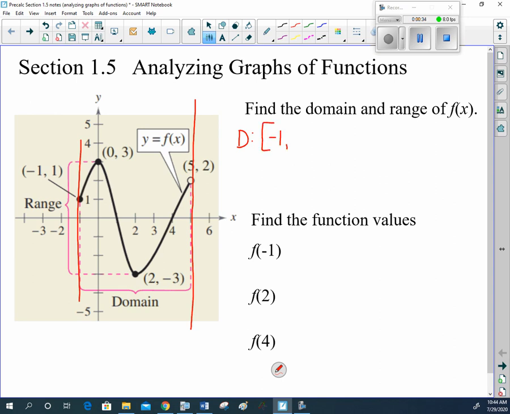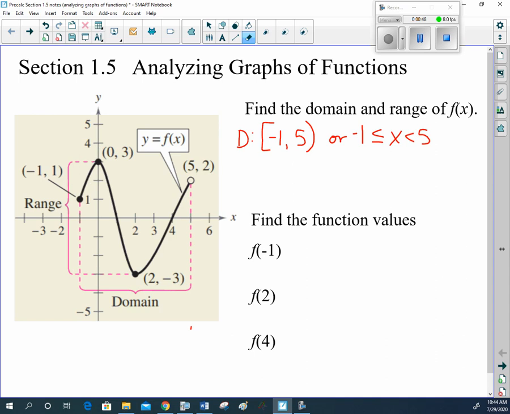-1 is in brackets, 5 is in parentheses, or you could say x is less than 5, greater than or equal to -1. Interval notation, inequality notation. Okay, so domain is looking left to right, and then range is looking from the lowest point to the highest point. So lowest point is right here, highest point looks like it's right here. No breaks in between, so we don't really have to worry about that.